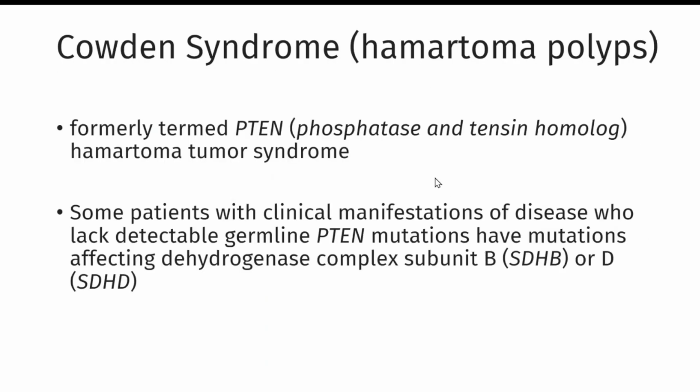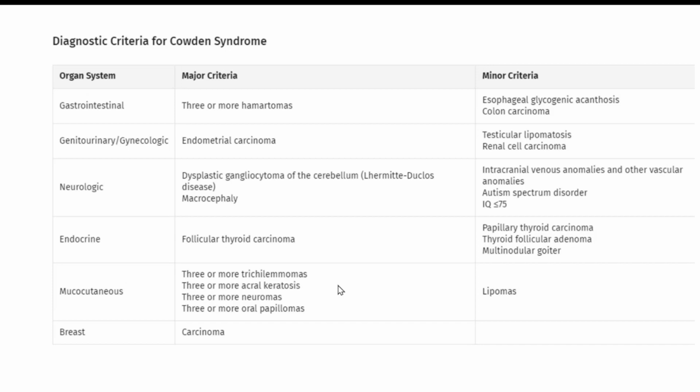So for the Cowden syndrome hamartoma polyp, formerly termed PTEN hamartoma tumor syndrome, most of these patients have a germline PTEN mutation, but some patients, if they are without a PTEN mutation, will have an SDHB or SDHD mutation. This is the diagnostic criteria for Cowden syndrome. From Sternberg, you can go through it by yourself and see what the major criteria and the minor criteria are.